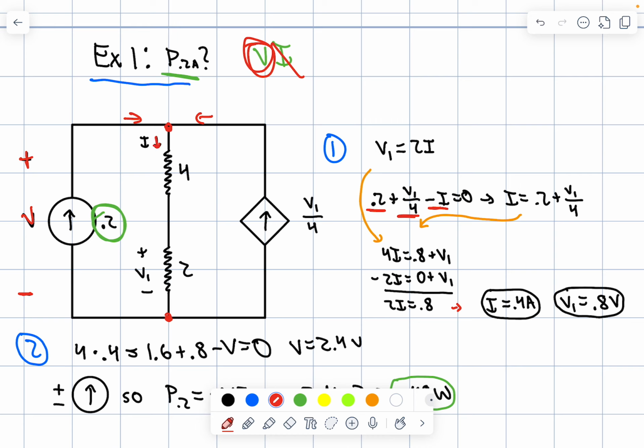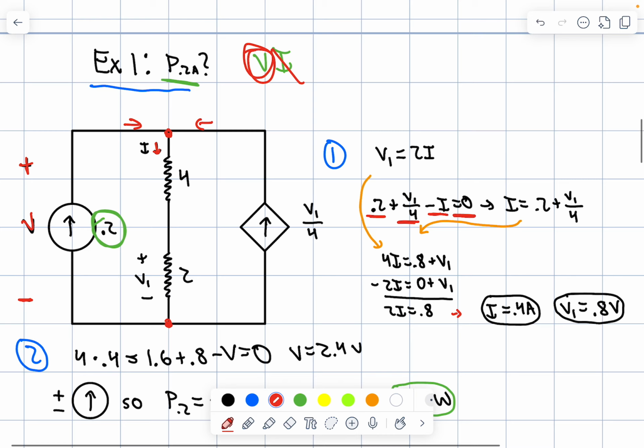And if I put this in formal terms of KCL, where you subtract the outgoing current instead of setting it equal to 0, that's the same as saying 0.2 plus V1 over 4 equals I. That's the same as 0.2 plus V1 over 4 minus I equals 0, right? Of course.